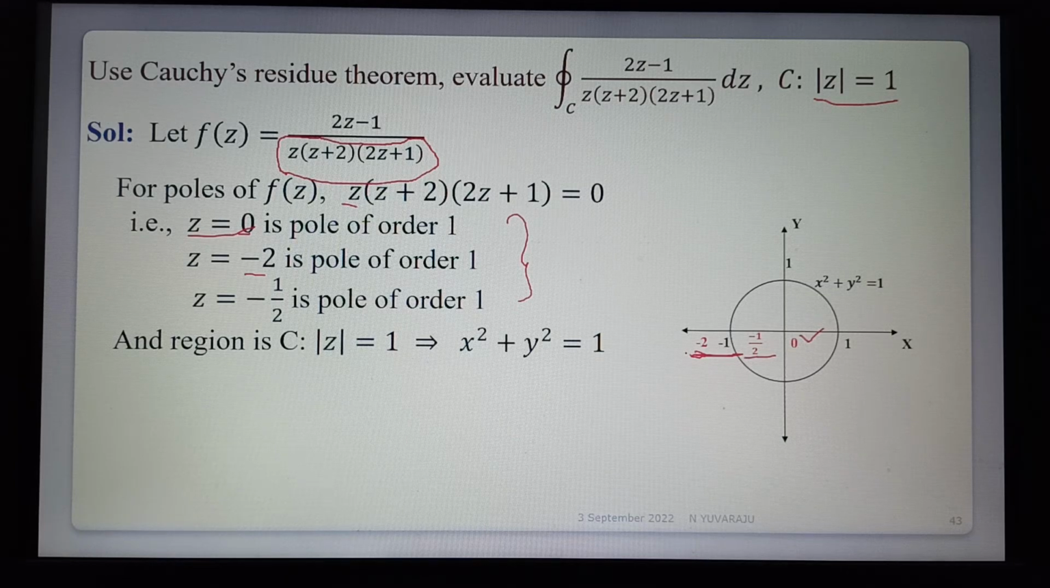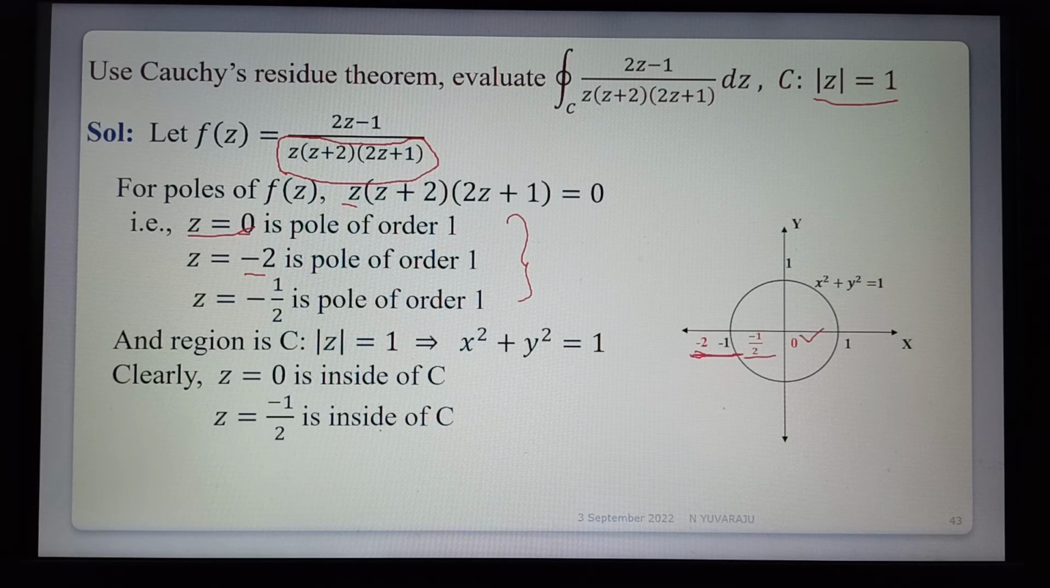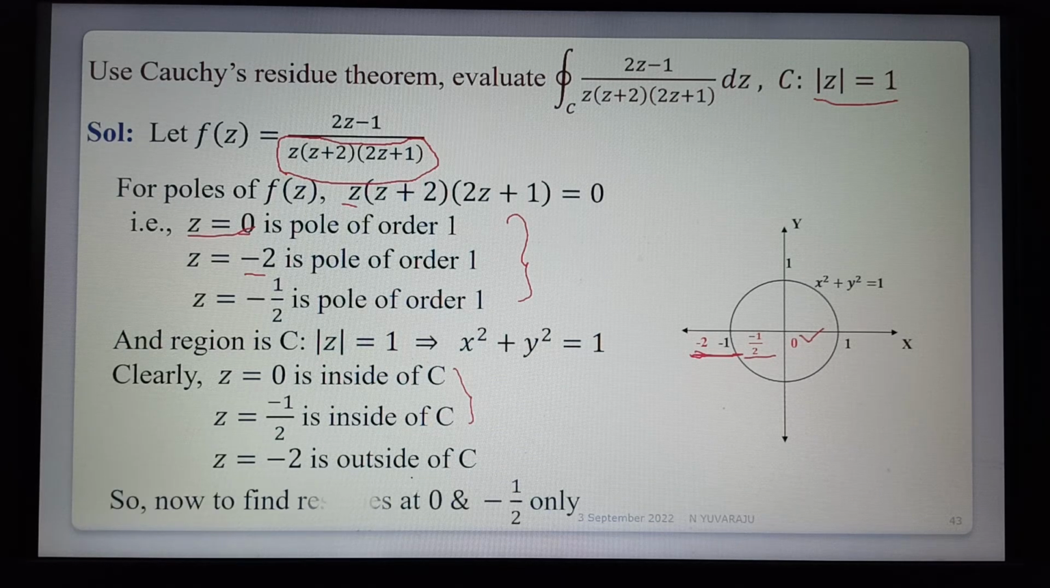Now finding the residues at the points 0 and minus 1 by 2. Only 2 points need residues. z equal to 0 is inside C, z equal to minus 1 by 2 is inside C, and z equal to minus 2 is outside C. Only 2 points inside, so we find residues at 0 and minus 1 by 2 only. Now we will continue finding the residues.